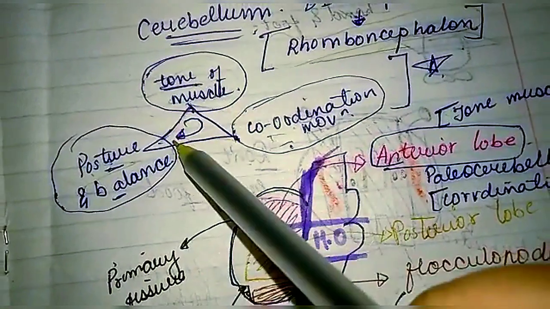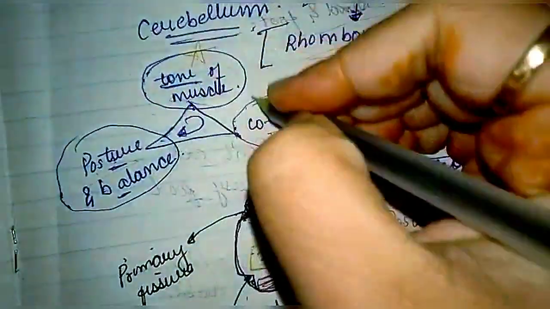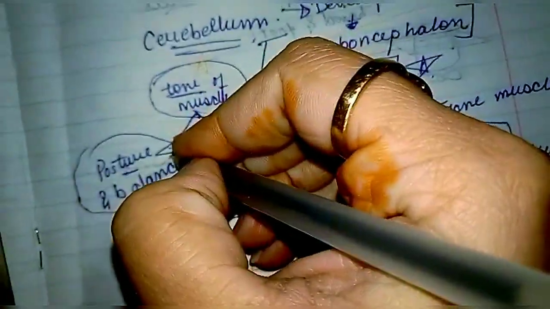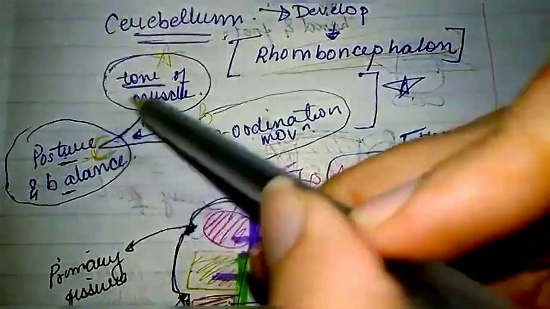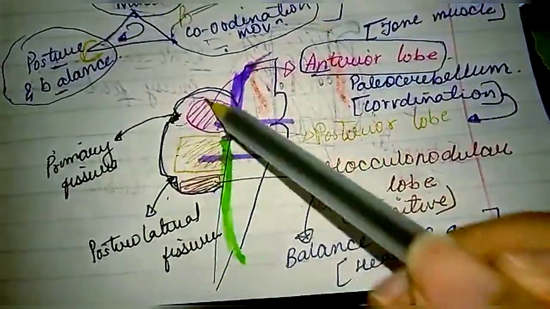Draw a triangle. First on A side you draw tone of muscles, on B side you draw coordination and movement, on C side you draw posture and balance. I will tell you why you draw all this like this. So first look at this structure.